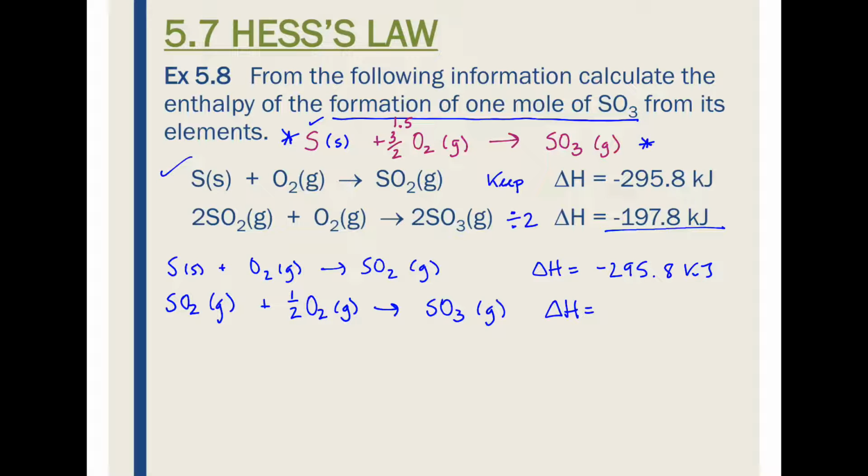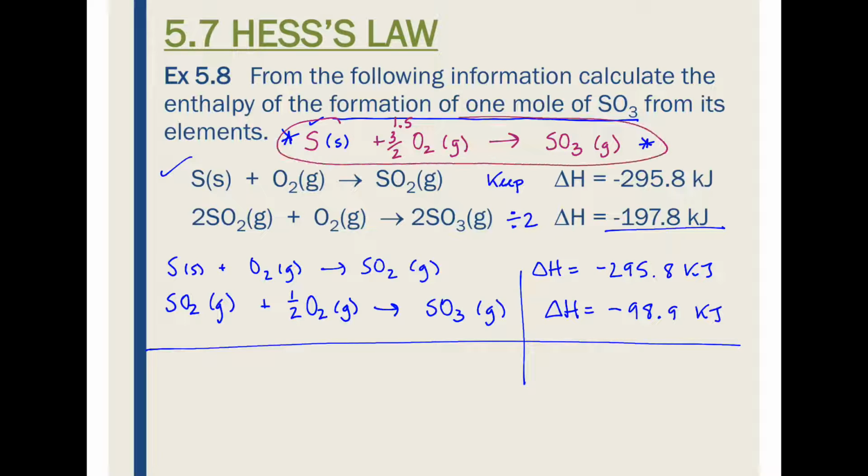So if we divide that by 2, that negative 197.8 is going to become negative 98.9 kilojoules, okay? So when we go to do our work here, if you're now trying to figure out the delta H of your whole reaction, what we do is we essentially add these together. So let's see if when we add these 2 together, we actually get our desired reaction up here.